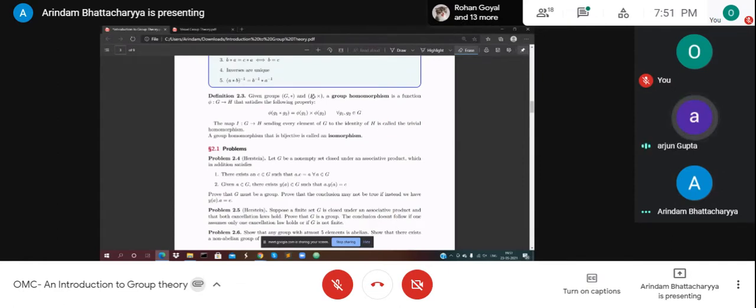Can you give one example, please? Consider the map from G to H, which sends every element of G to the identity of H. Can you discuss that this property is satisfied? Yeah, got it.